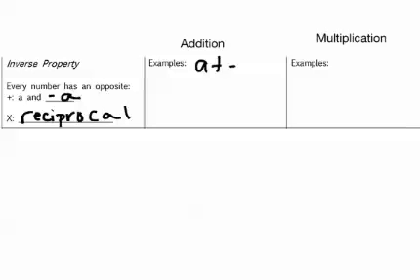For addition, a plus negative a equals 0, the inverse property. And then numerical would be 3 plus negative 3 equals 0. Think of one example on your own.